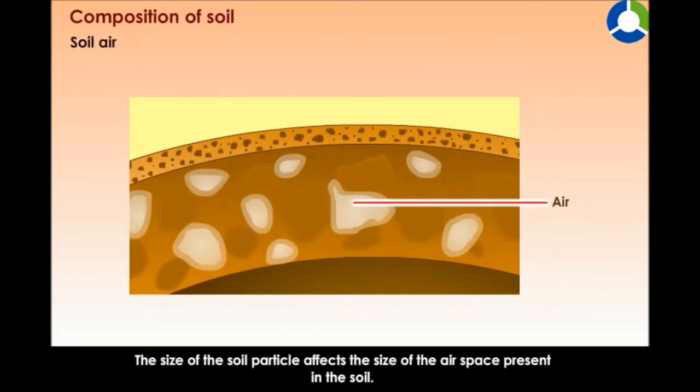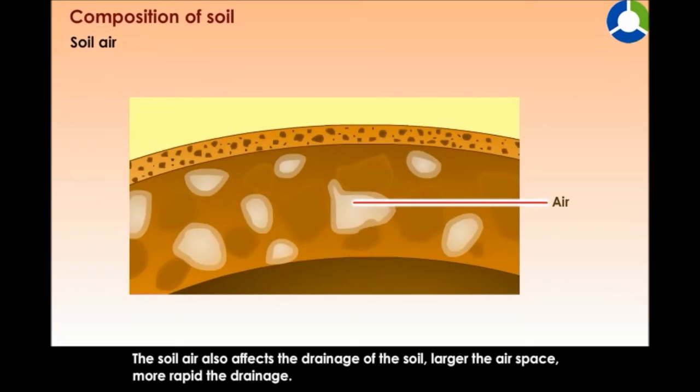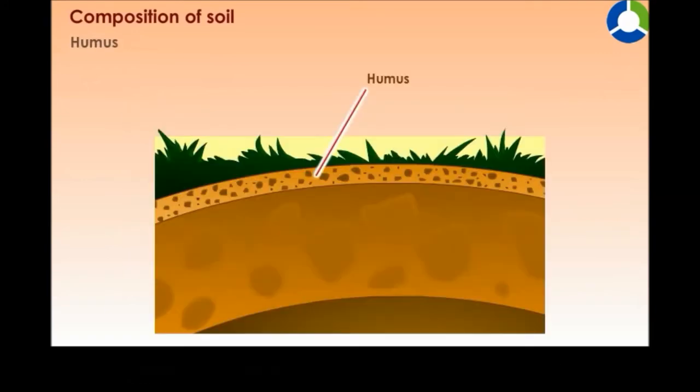Soil air. The size of the soil particle affects the size of the air space present in the soil. Air is essential for the respiration of roots and soil organisms. The soil air also affects the drainage of the soil. The larger the air space, the more rapid the drainage.